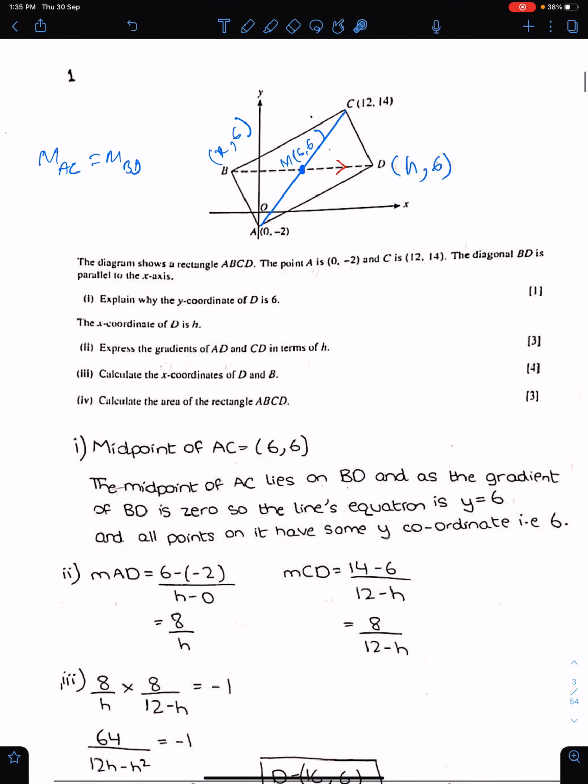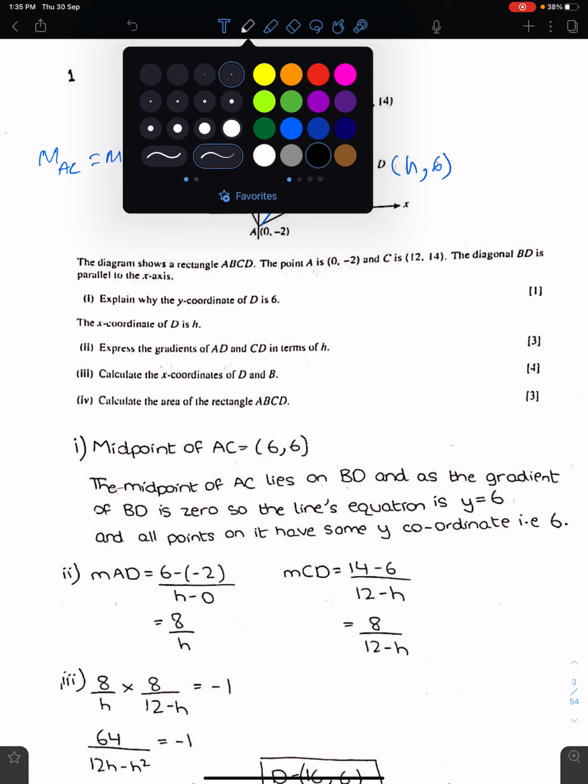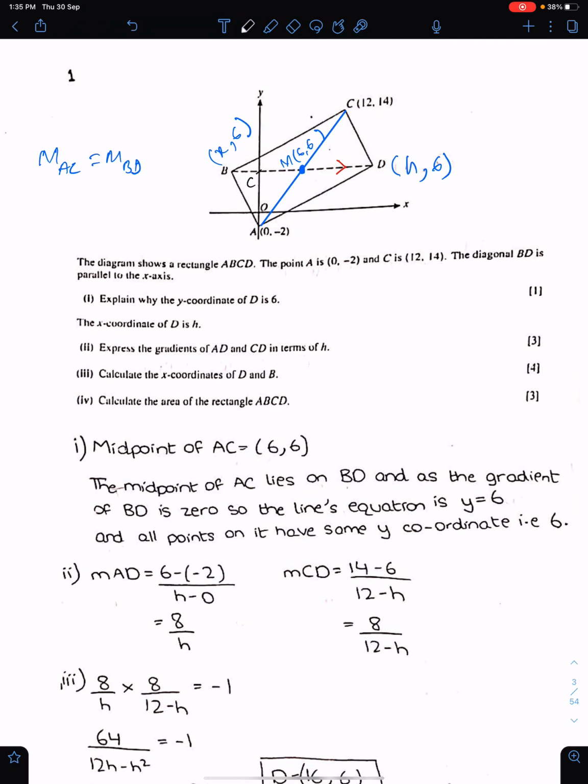Question number 1. The diagram shows a rectangle ABCD. The point A is (0, -2), C is (12, 14). The diagonal BD is parallel to the x-axis. This diagonal is parallel to the x-axis. So if any line is parallel to the x-axis, then its equation is y = c. This is the equation of a horizontal line. This means every point on this line has the same y-coordinate.